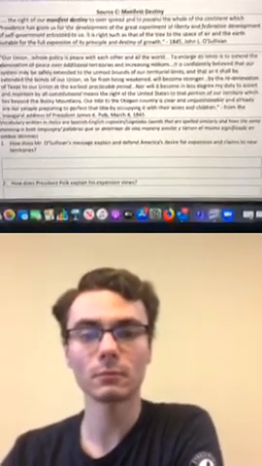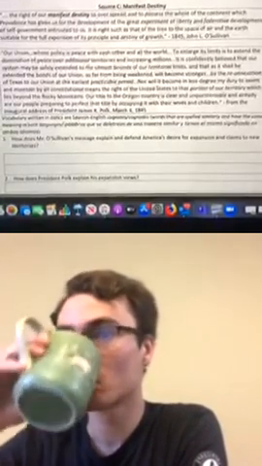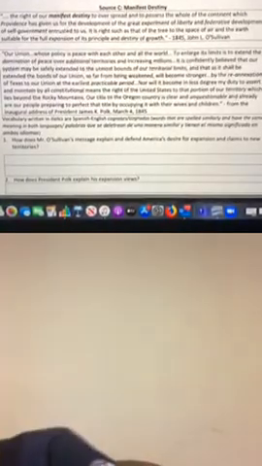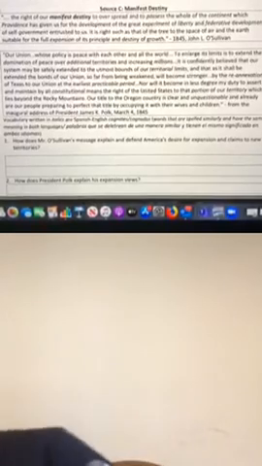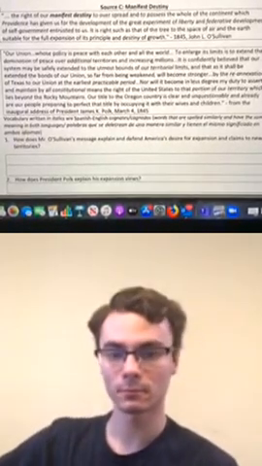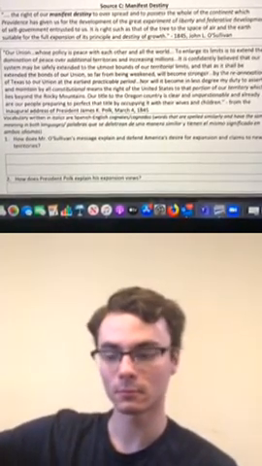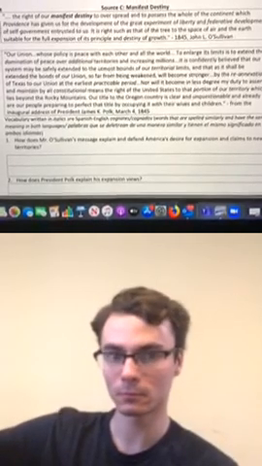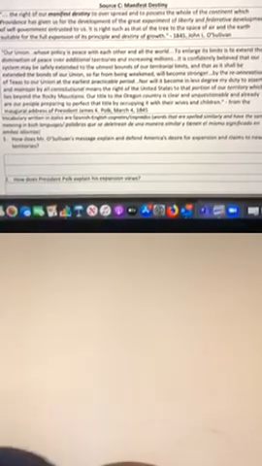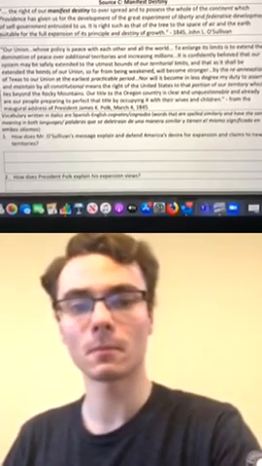The right of our manifest destiny to overspread and to possess the whole of the continent, which Providence has given us for the development of the great experiment of liberty and federative development of self-government, and trust to us is right as that of the tree to the space of air and the earth, suitable for the full expansion of its principle and destiny of growth.